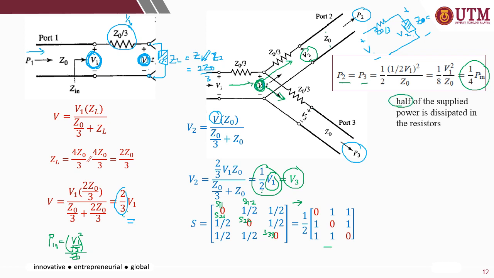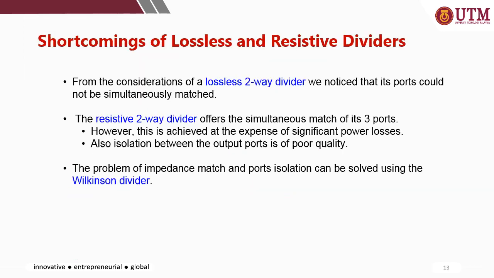So only half of the power supplied is delivered, and half of it is dissipated or lost through the resistors. So the system requires higher input power to ensure that higher power can be delivered to the output, due to the losses within the resistor itself. So we have seen the shortcomings and disadvantages of the T-junction and the resistive power divider. For the lossless divider, the T-junction cannot be matched simultaneously. If we use the resistive power divider, it can provide good matching for all ports. However, it provides poor isolation and also significant power loss.